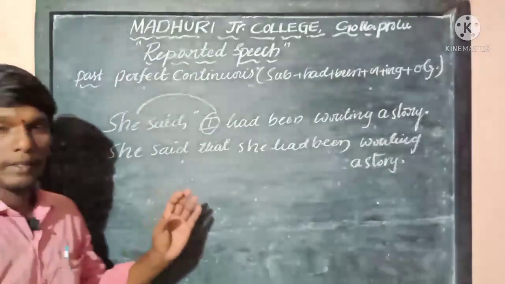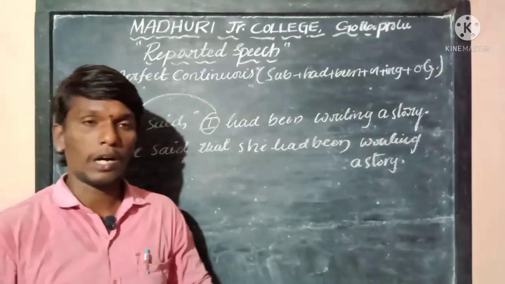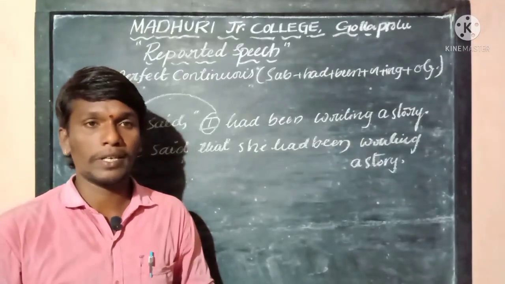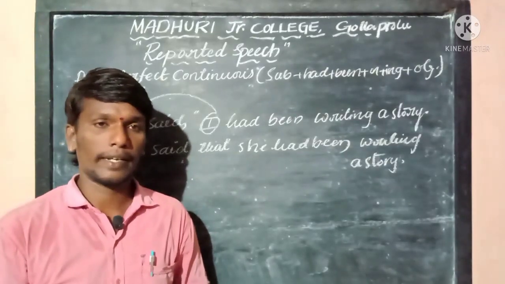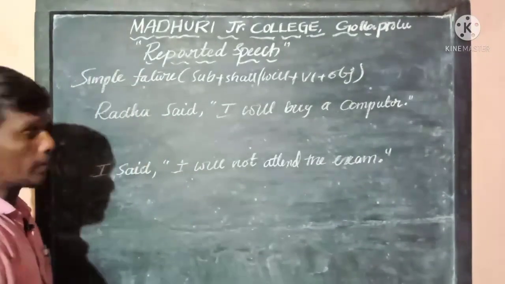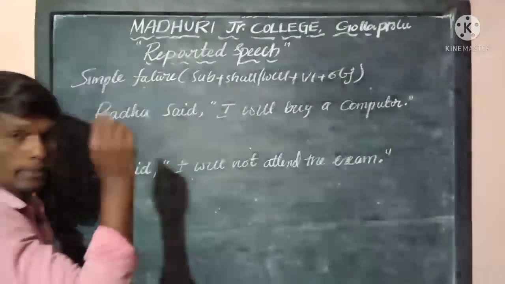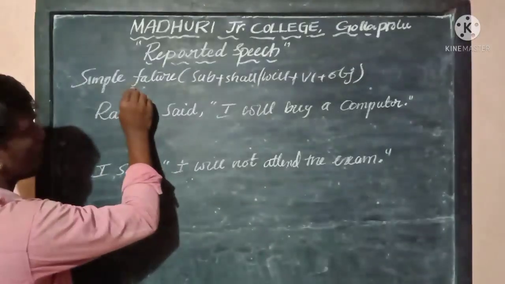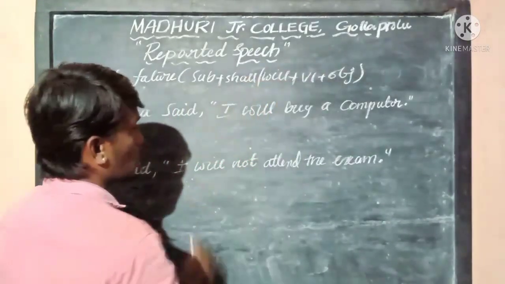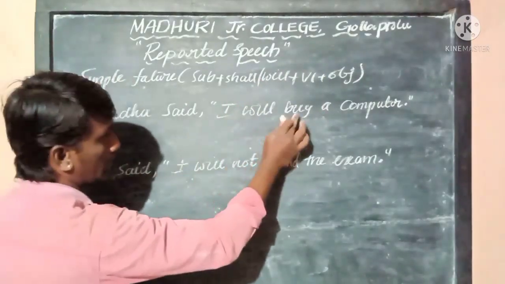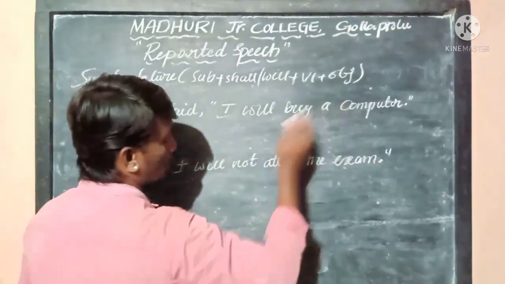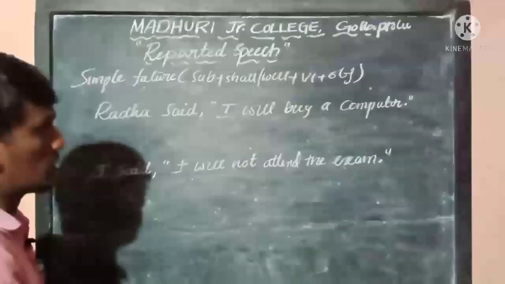Now let us talk future tense. How shall or will changes into the other tenses. Okay, right. Now future perfect tense. So simple future tense. Simple future tense structure is subject plus shall or will plus V1 plus object. Here see, I will buy a computer. So subject, shall or will, V1, object. Right? This is simple future tense.